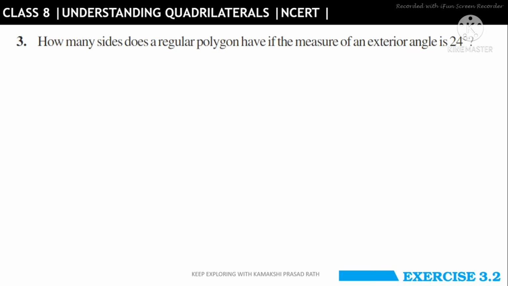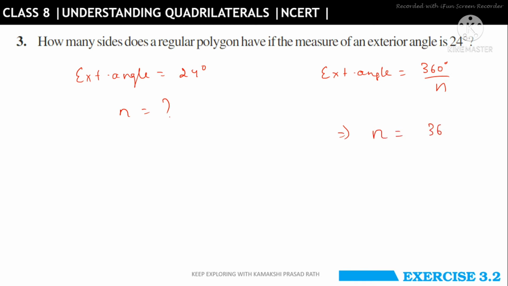How many sides does a regular polygon have if the measure of each exterior angle is 24? Here the measure of the exterior angle is given as 24 degrees. We have to find the number of sides. Already we have the formula exterior angle equals 360 degrees by n. From this we can deduce a formula, n equals 360 degrees by the exterior angle. This is only for a regular polygon, you have to remember. So n is nothing but 360 degrees by each exterior angle.